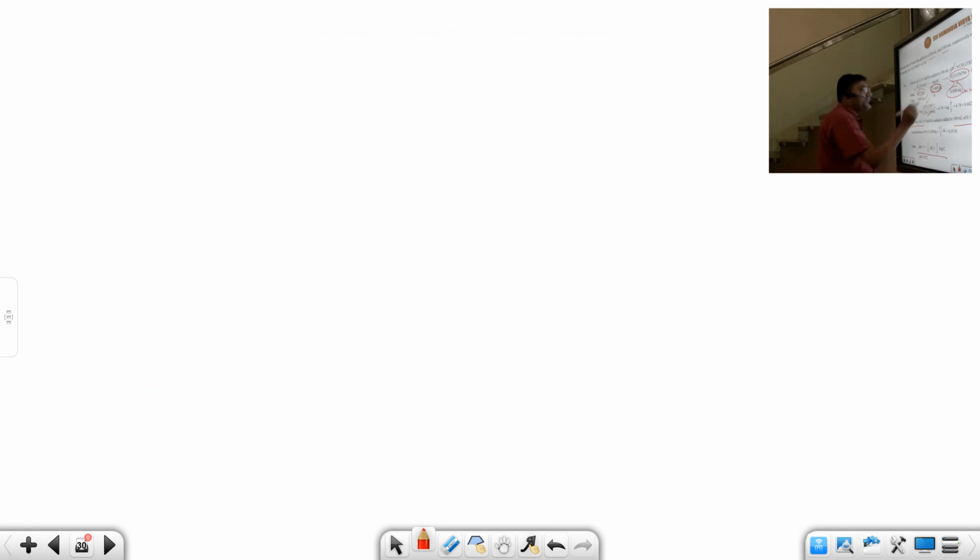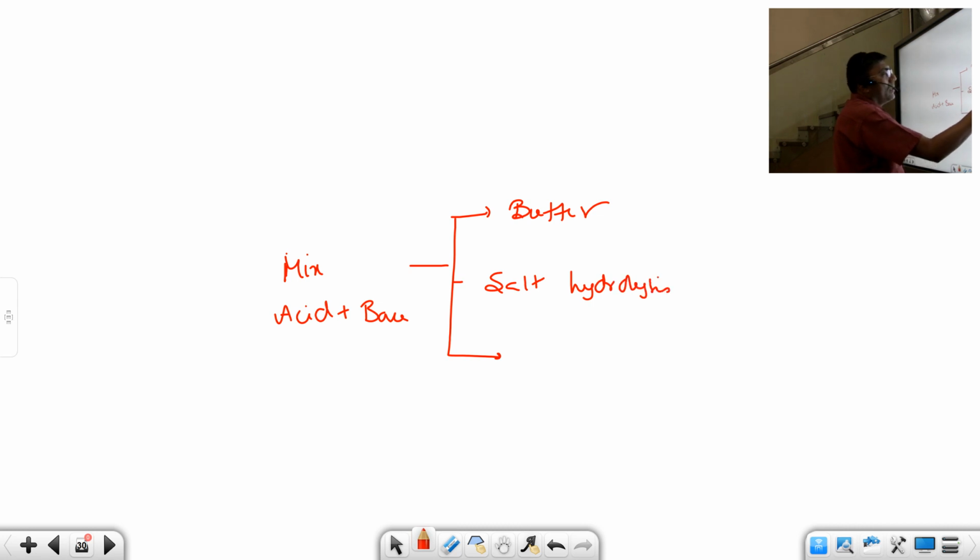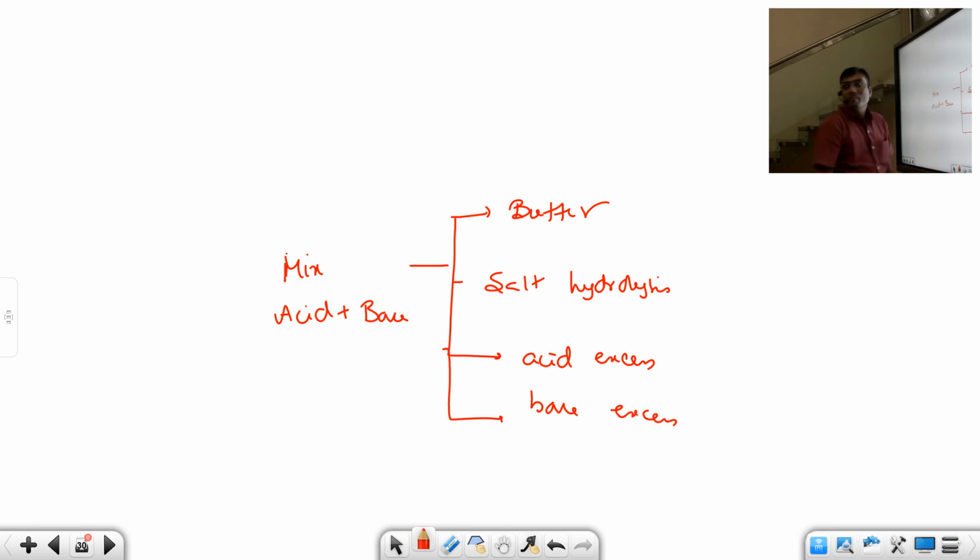Because whenever you mix an acid and a base, there are three chances. One is it may form a buffer. Second thing is it may undergo salt hydrolysis. The other thing is acid may be in excess. Next is base may be in excess. I hope you understood.